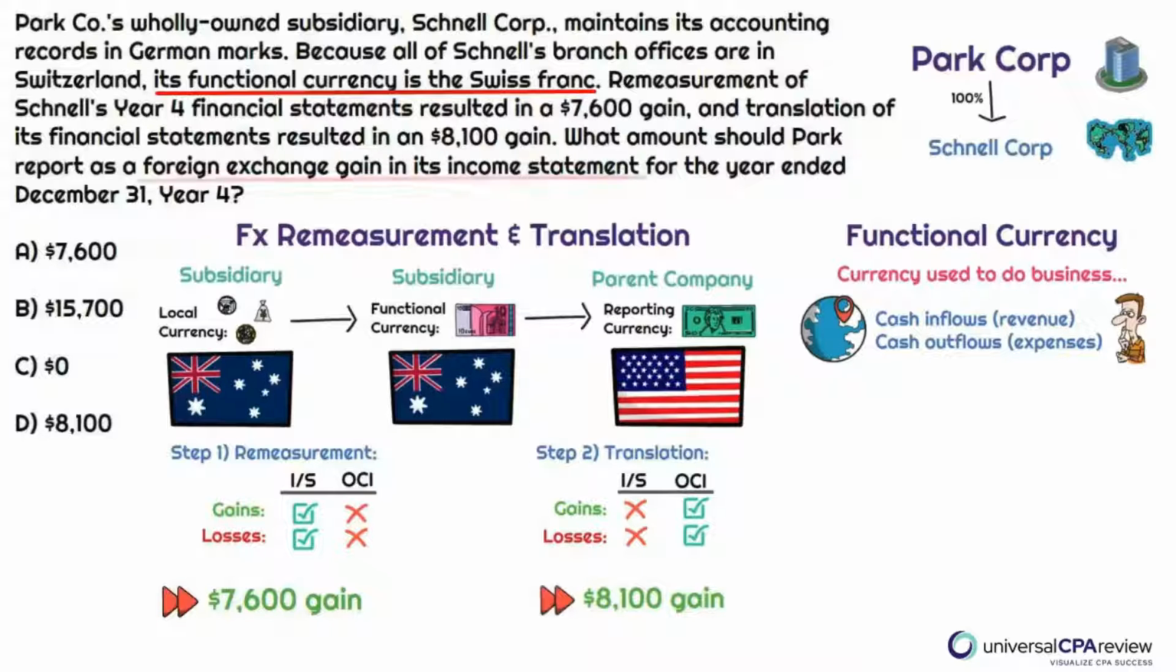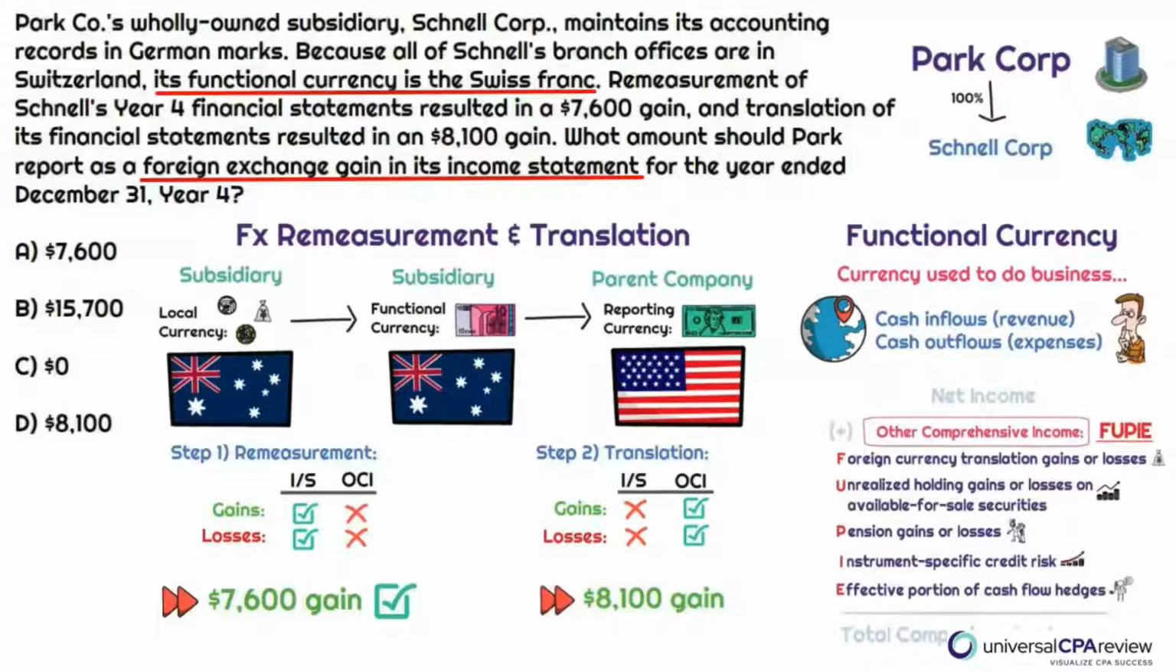Now, the question is asking, what should Park report as foreign exchange gain in its income statement, right? Well, what type of activity gets recorded in the income statement? In this case, it's only going to be remeasurement gains and losses, right? Not the translation gains and losses. Those go to other comprehensive income. Right? So only the $7,600 gain is going to hit the income statement for Park. The rest of it's going to be captured in OCI, which is part of stockholders' equity on the balance sheet. Remember our FUPI mnemonic that helped us remember what goes in OCI, and that's the F, right? So the correct answer here is going to be $7,600.